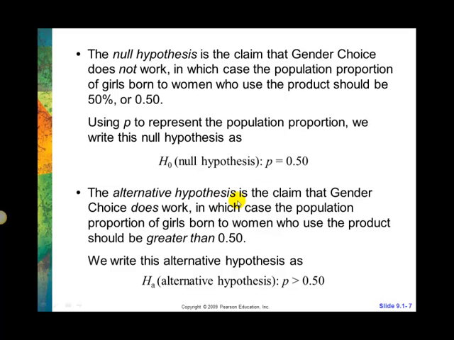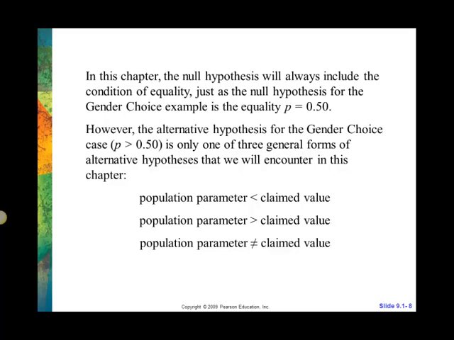The alternative would be, if it worked, we would get something bigger than 50% in this case. So that's our alternative hypothesis, that it's larger than 50%. We can have a couple of other alternatives, which I'm going to show you in a second. We have either less than, greater than, or not equal to, because sometimes we are interested in whether it can be on either side. Depending on what we're testing, these are the three alternatives that we have: less than, greater than, or not equal to.